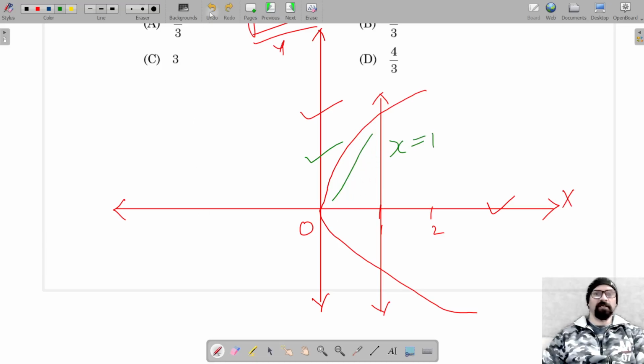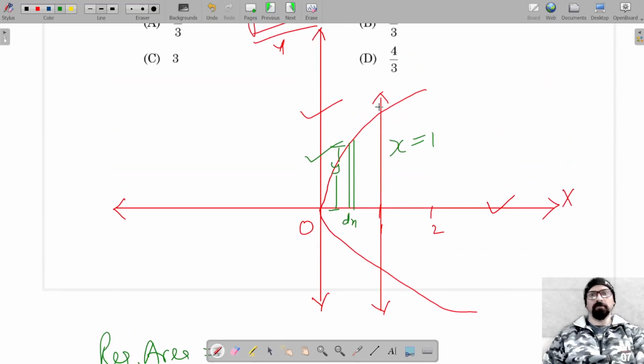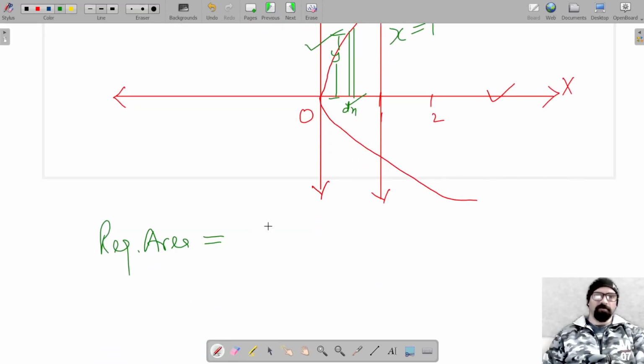And how do we find that? Let's consider this region to be made up of rectangular components, and this strip has the length y and its width is dx. So we are to find this area that is between the x-axis and the region bounded by the parabola, x is equal to 1 and the x-axis. So this is equal to the integration of 0 to 1 y into dx.